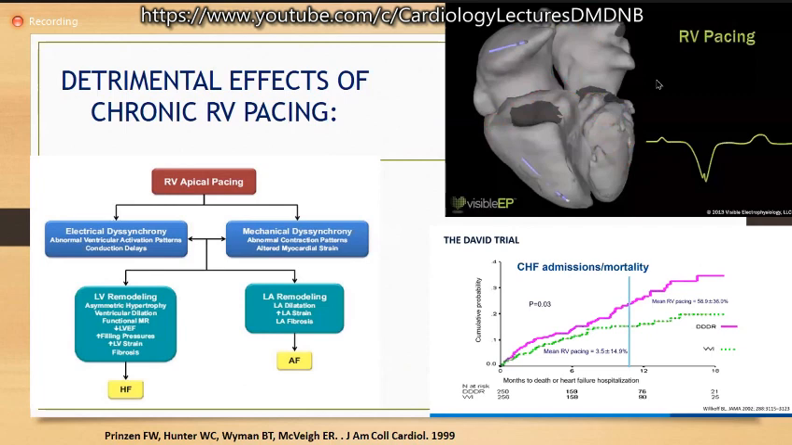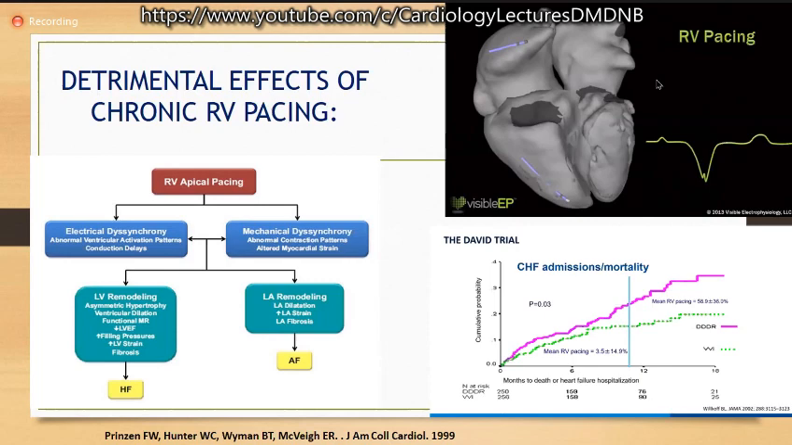This didn't come out of any hypothesis. It actually came out from some anecdotal reports, and later on was proven in the DAVID trial, where they found that patients who had more pacing, if you compare the DDDR arm versus the VVI arm, when the mean pacing in the DDDR arm was 60%, they had higher incidence of heart failure admissions and mortality compared to the VVI arm, where the pacing was 3.5%. So increased heart failure hospitalization and mortality was predominantly because of increased RV pacing. This point of pacing-induced LV dysfunction and worsening of heart failure was put forth by this trial first.